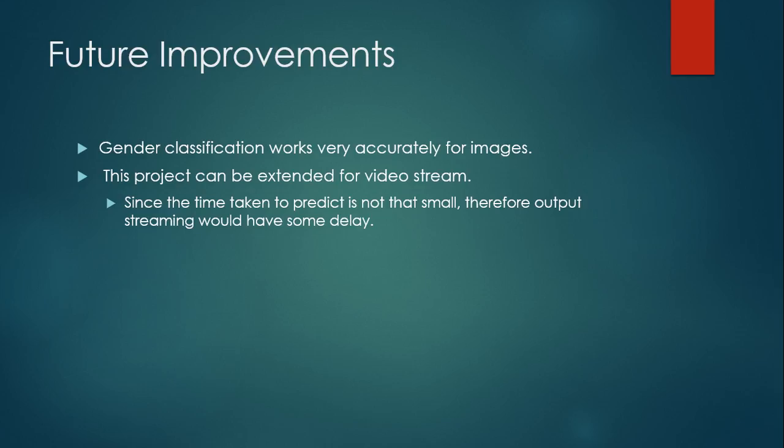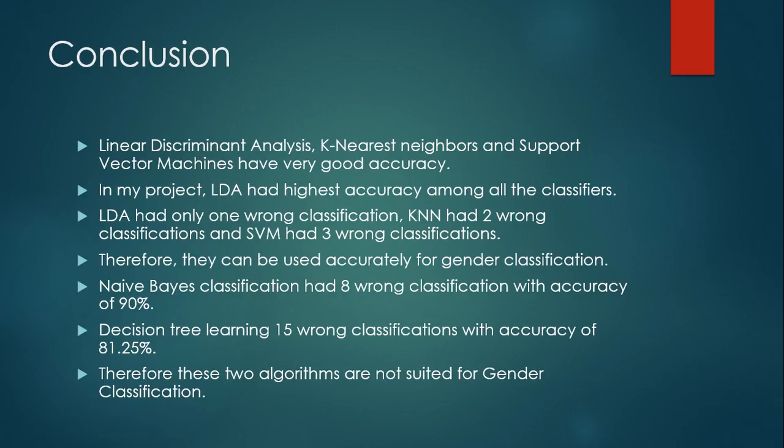Future improvements. In my project, gender classification works very accurately for images, and this project can also be extended for video stream. The time taken to predict is not that small, so the output of the streaming will have some delay. So this would be a thing to look for over there.